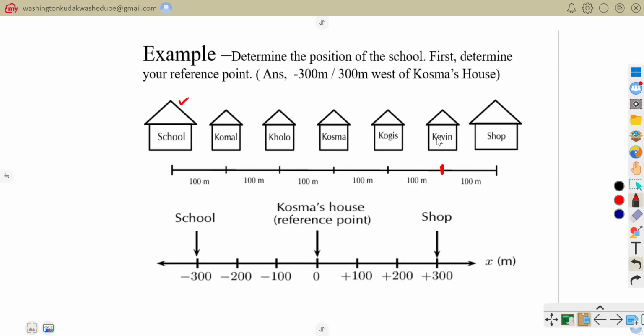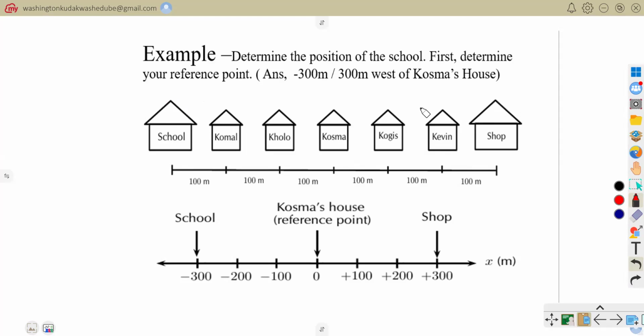At some point, we need to know the straight line distance between the two. Meaning, if Kevin left his house for school, we would necessarily need to know how much distance he traveled. So, for example, here they said, determine the position of the school.